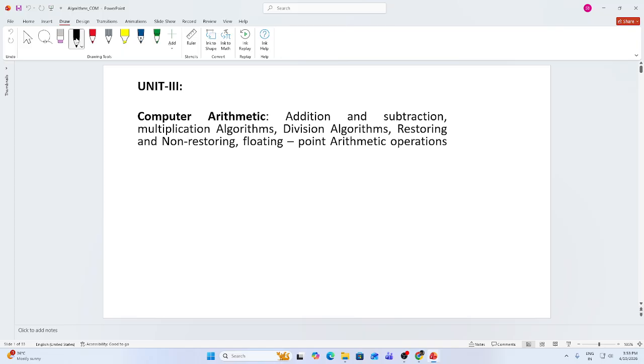Dear students, good morning. So today we are going to start the lecture series on the remaining syllabus. Now let us start with the remaining part of the third unit.